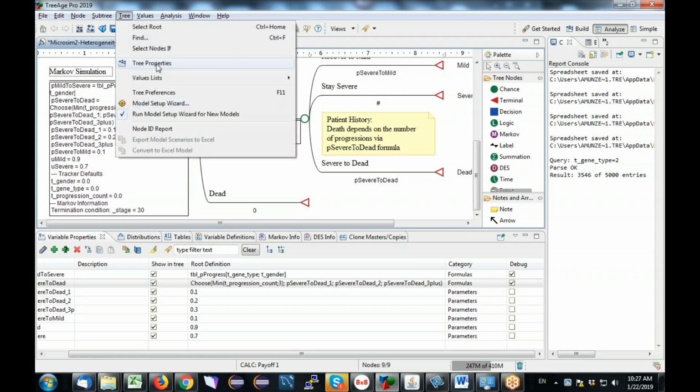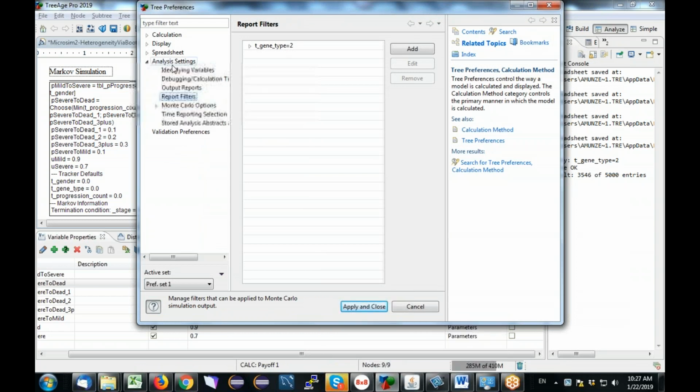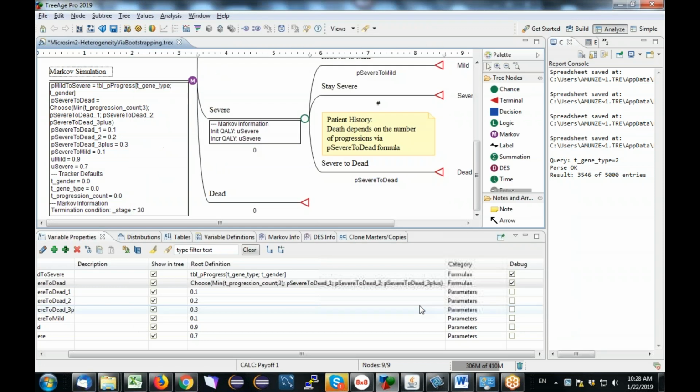So a way to do that is to go into tree preferences and go down to analysis settings, Monte Carlo options, and seeding. The fact that I've checked this box means that every time I run the analysis, I'm going to get the same results. And that can be helpful when you want to share your model with someone else and they're getting slightly different results and they're getting confused by that. If you just use the seeding, then the results will be repeatable. Even though there's randomness within the model, you're basically using the same random number sequence, so the results come out the same. So that's really all I had to cover today.